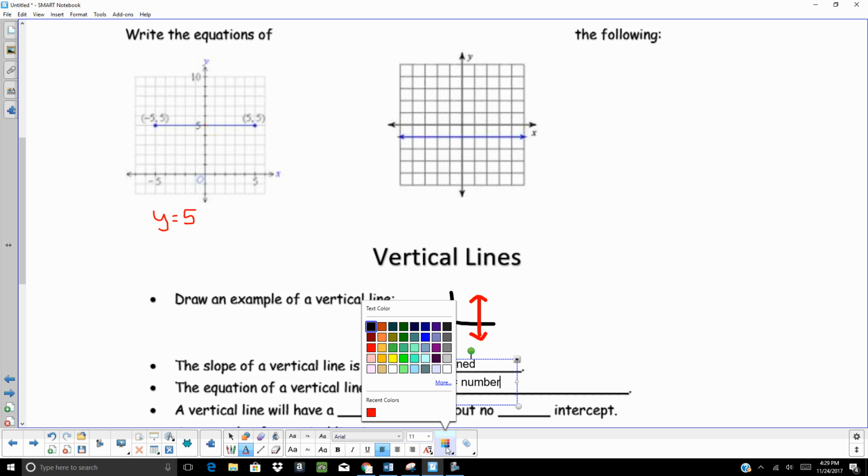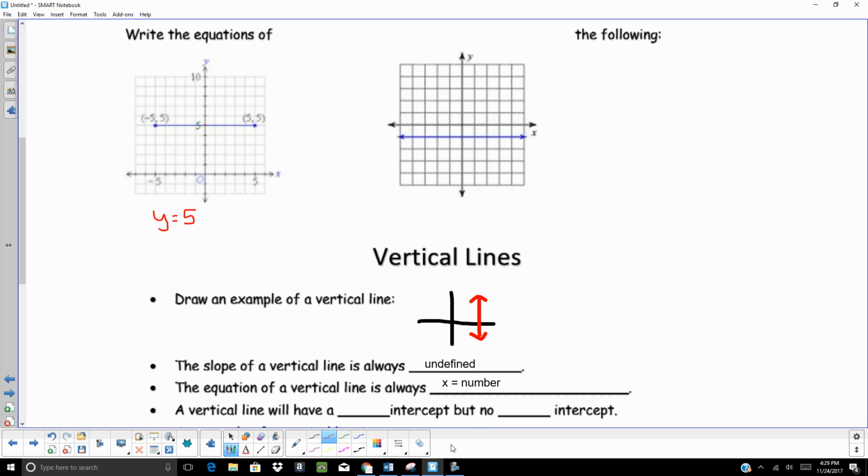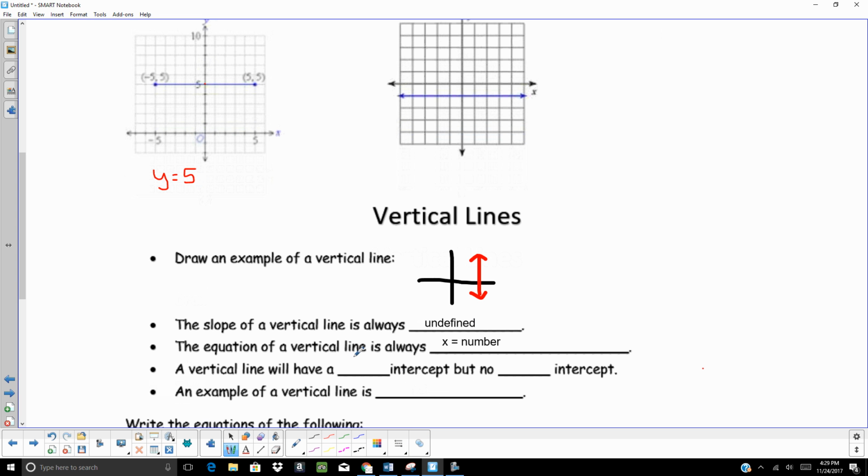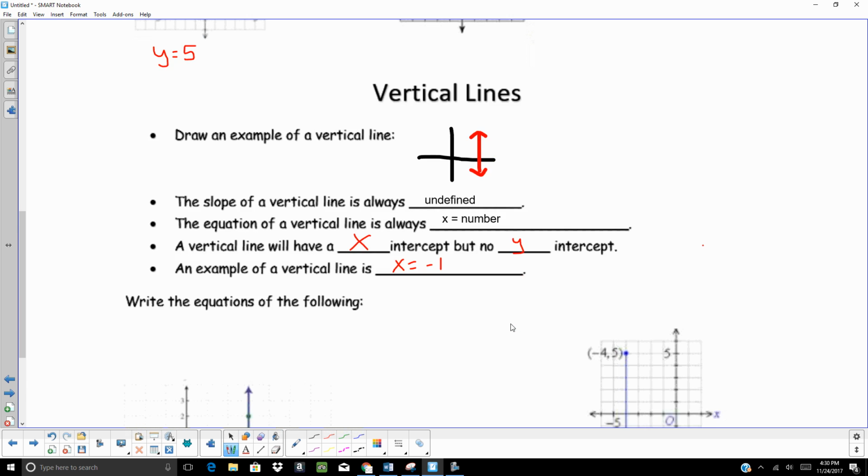And for a vertical line, you're going to have an x-intercept, but no y-intercept. Again, the only exception on that would be if you had x equals 0. An example of a vertical line is x equals, and you can put any number in that you want. I'm going to choose -1. So let's go ahead and do a couple.